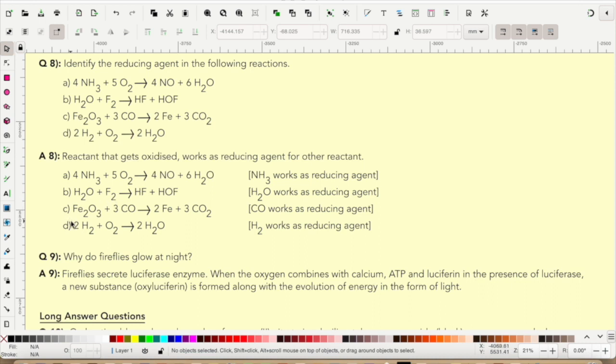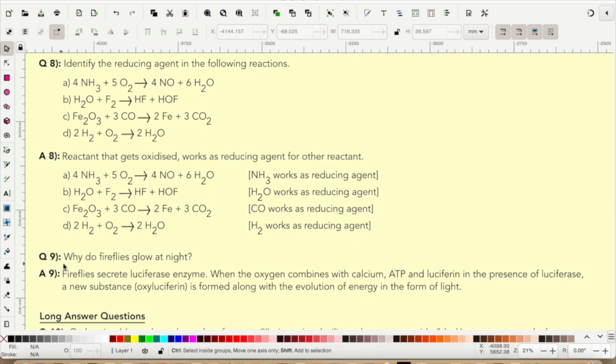Third equation is Fe2O3 plus 3CO makes 2Fe plus 3CO2. Here CO is gaining oxygen to make CO2, so it is getting oxidized. It will work as a reducing agent for Fe2O3. Last equation is 2H2 plus O2 makes 2H2O. Here H2 is gaining oxygen to make H2O, so it is getting oxidized. It will work as a reducing agent for O2.